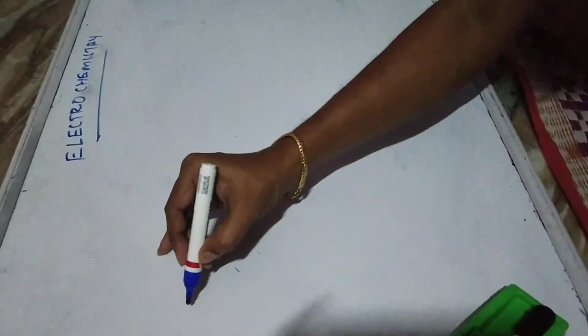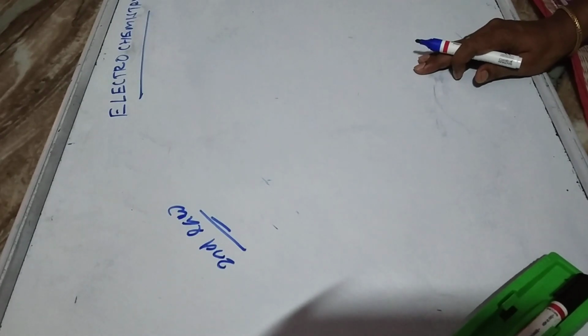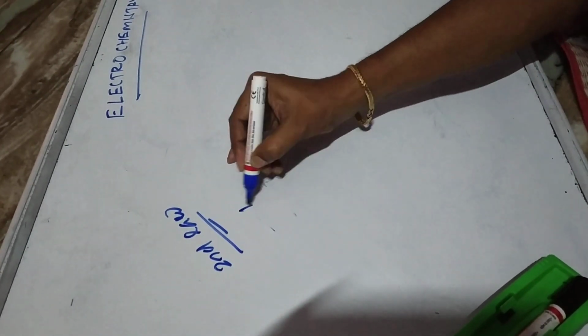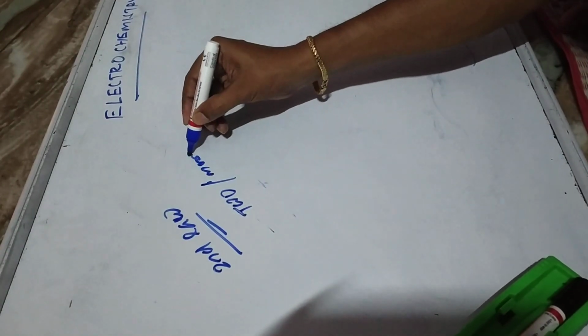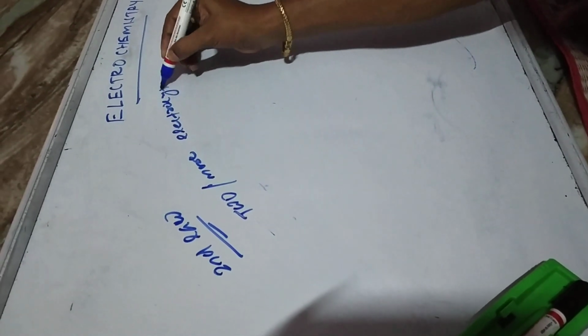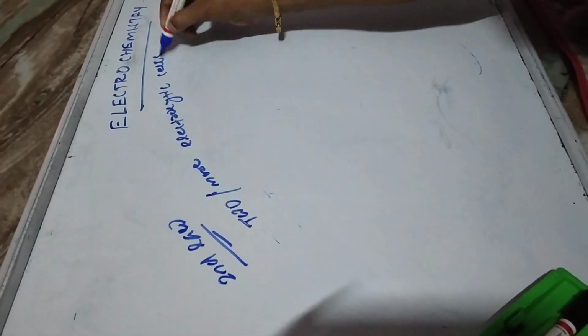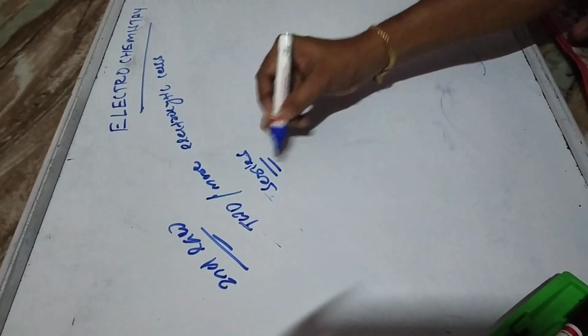Faraday's second law of electrolysis is when two or more electrolytic cells are connected in a series. So here we will connect two or more than two electrolytic cells in a series. So they should have a series connection.